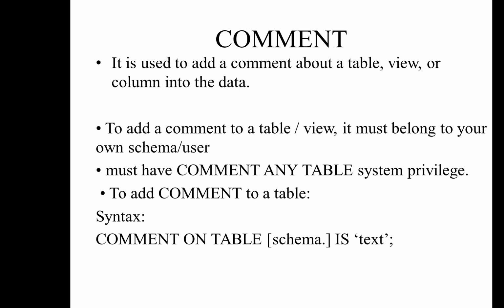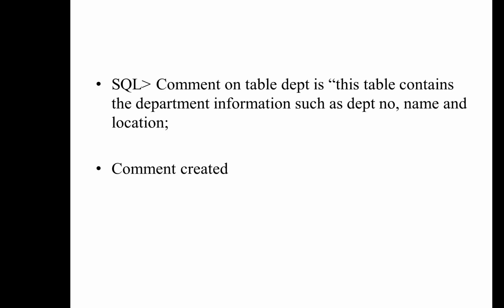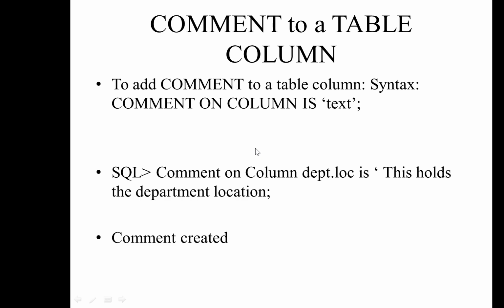The last one, comment. If you want to give any comments for a particular table, we use it. It's used to add a comment about a table, view or column into the data. To add a comment to a table or view, it must belong to your own schema or user. It must have the comment any table system privilege to add a comment to a table. For syntax, comment on table. So comment on table department is 'this table contains the department information such as department number, name and location'. Means we can create a comment.